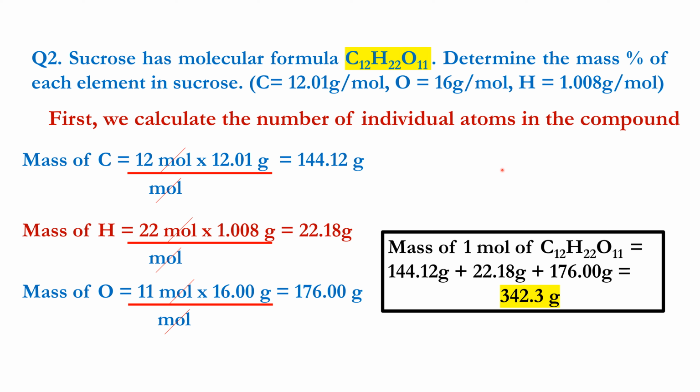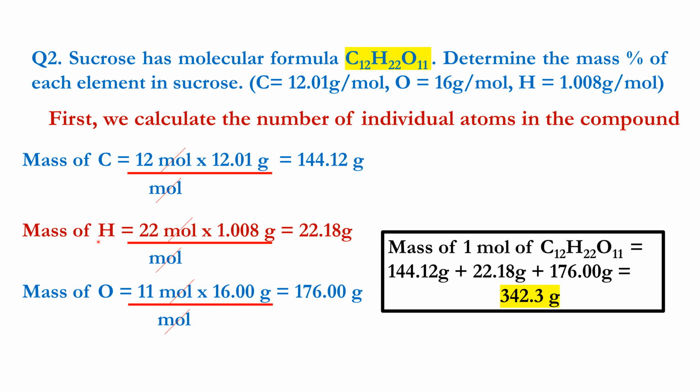So the first thing we do is to calculate the number of individual atoms in the compound, taking into account the subscripts that we have here, because that shows us the number of each element that is present in this compound. So mass of carbon will then be 12 because there are 12 carbon atoms multiplied by 12.01 gram, which is the molecular weight for carbon. Again, we write the gram per mole as gram divided by mole so that our units can cancel out. So if we do this, mole will cancel mole, and we will get 144.12 gram for carbon.